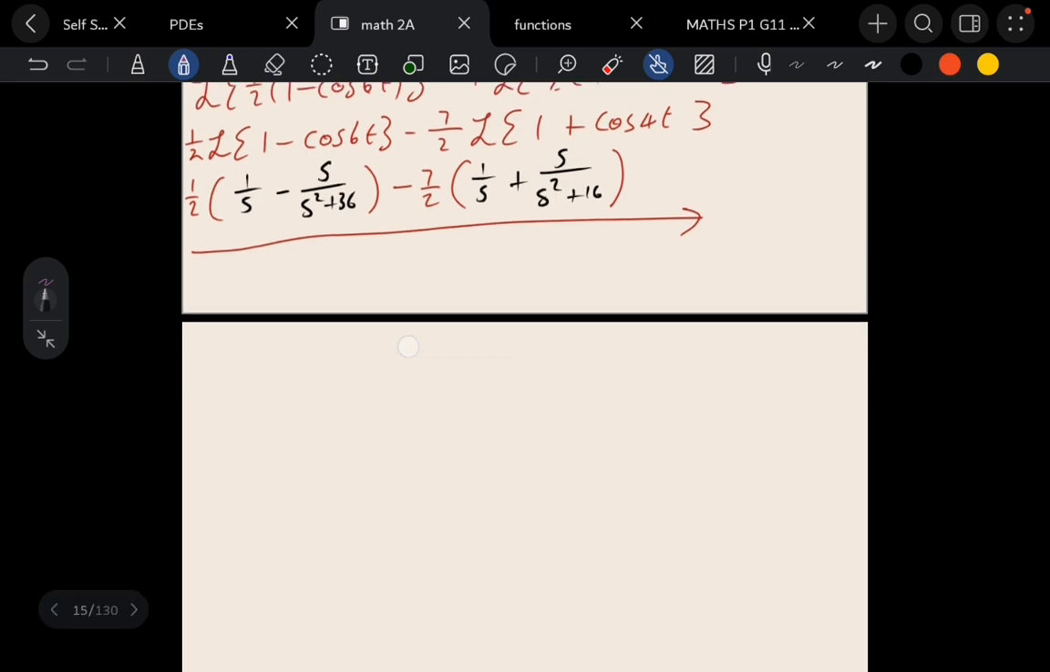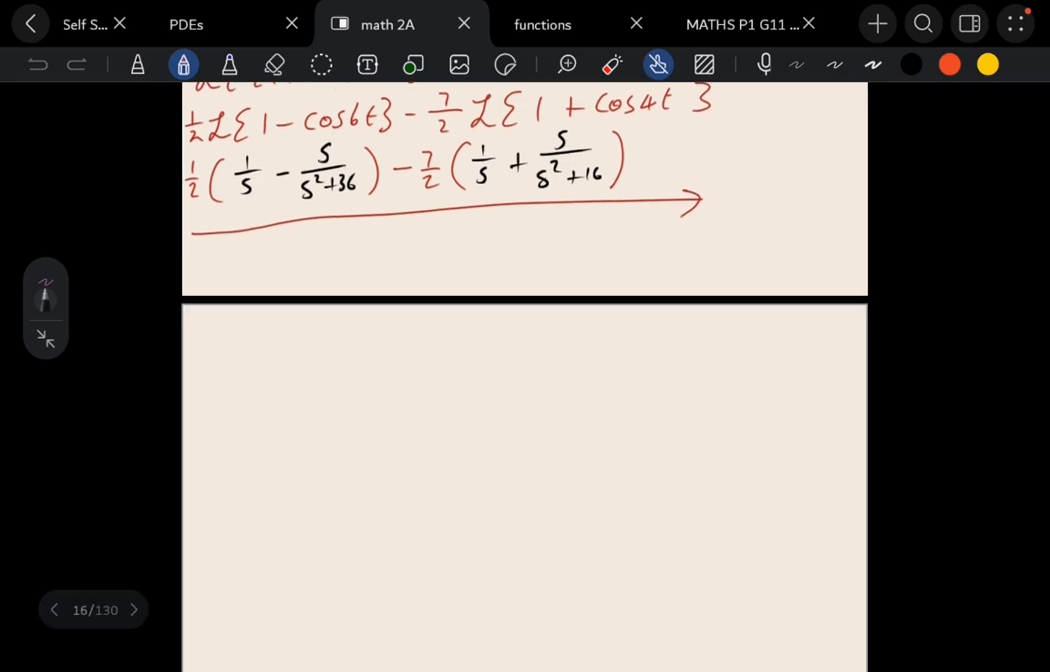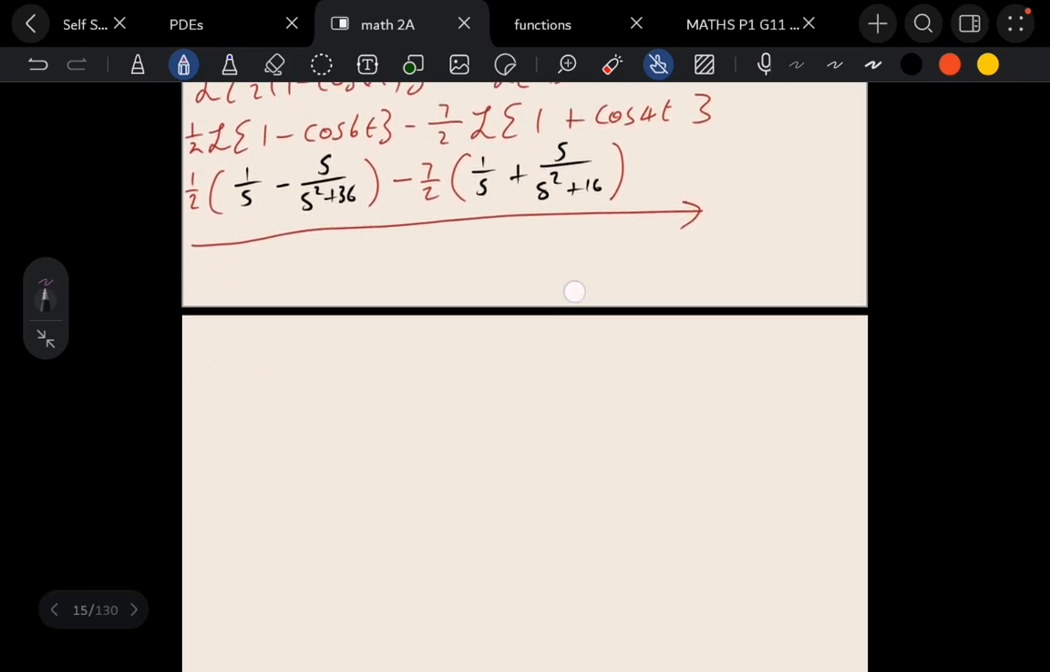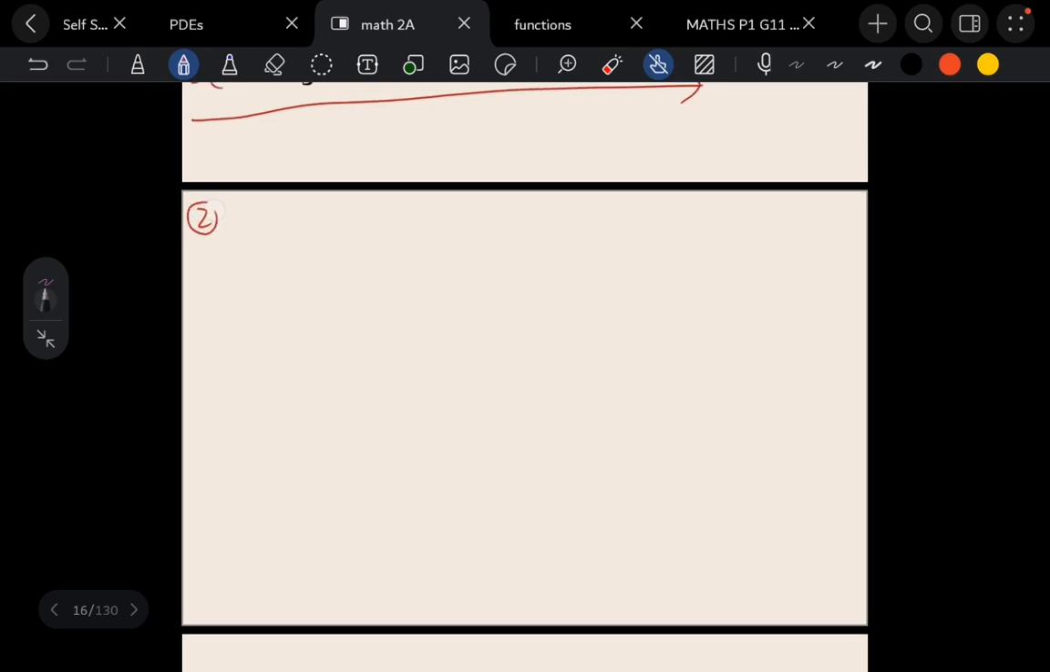And the questions will be sent to me via the comment sections. And then number two, find the Laplace transform of 4 sine 2t sine 3t.